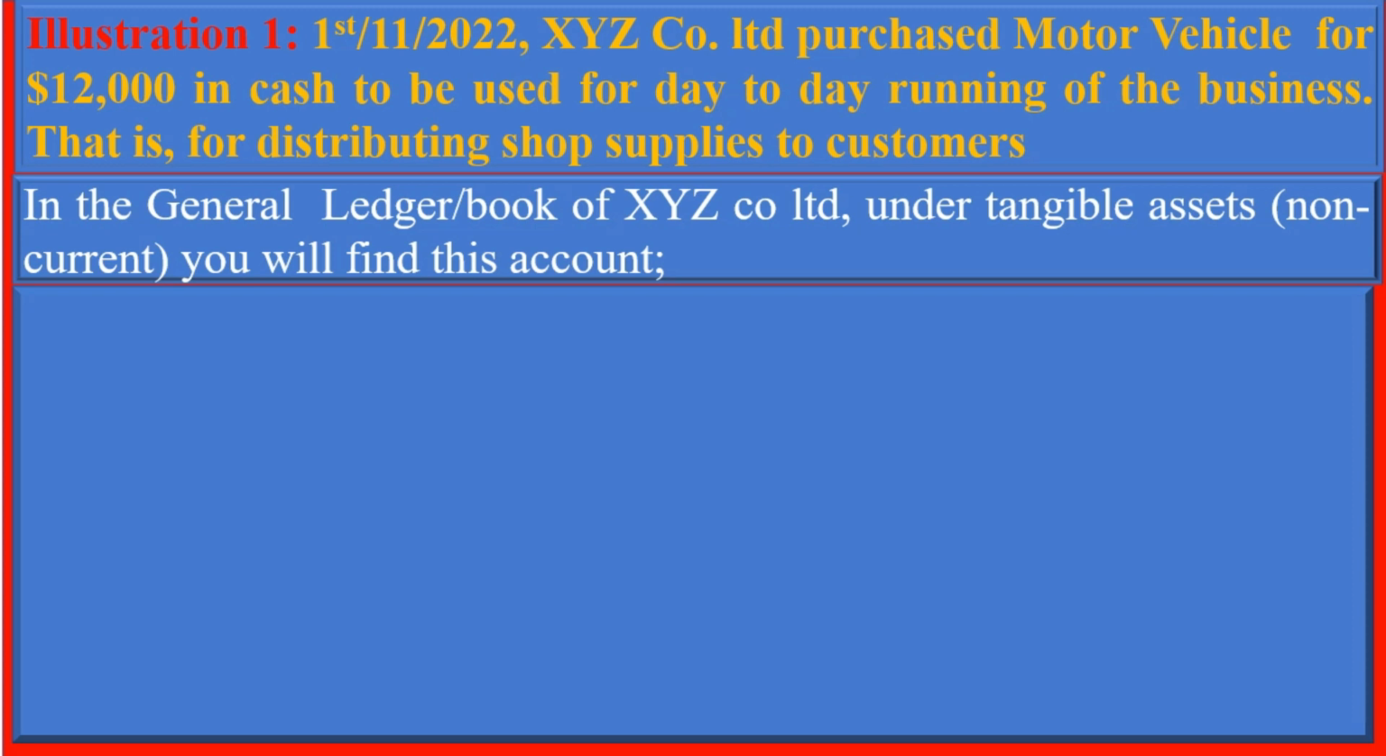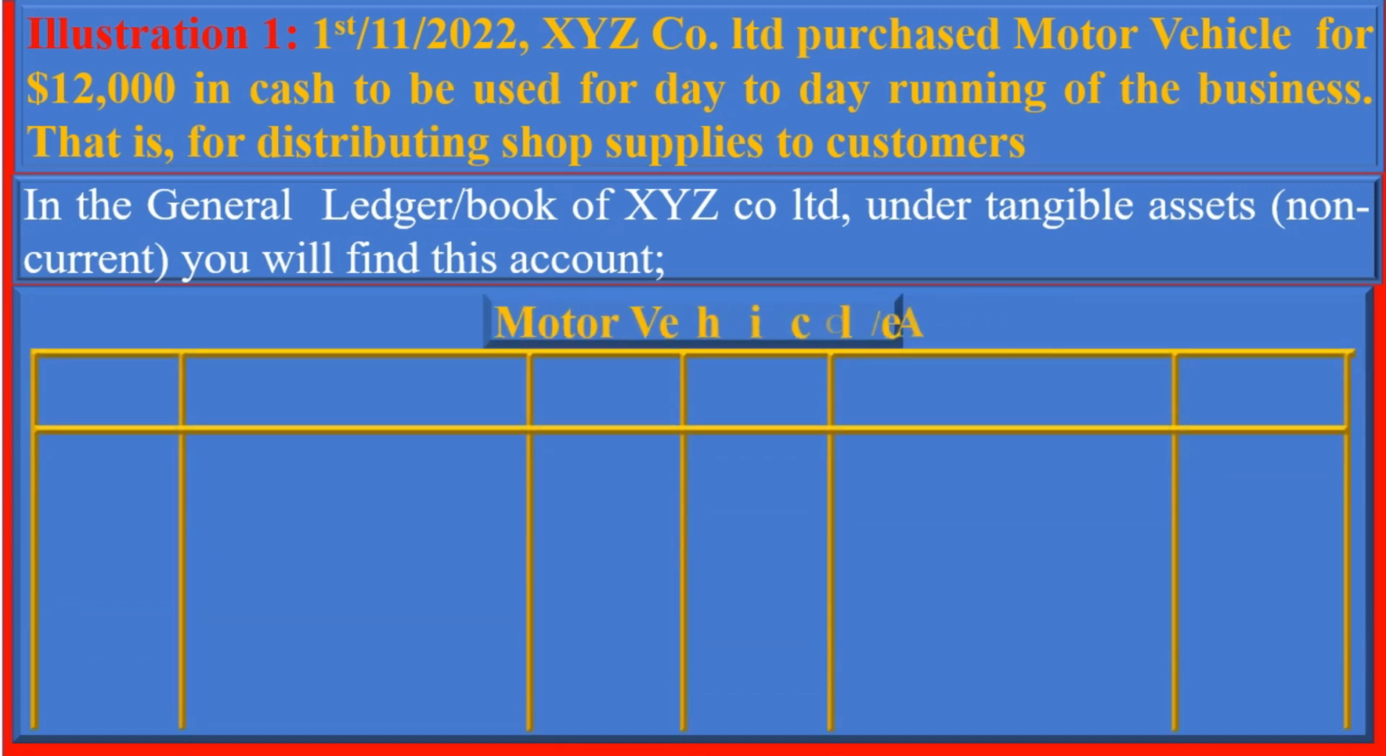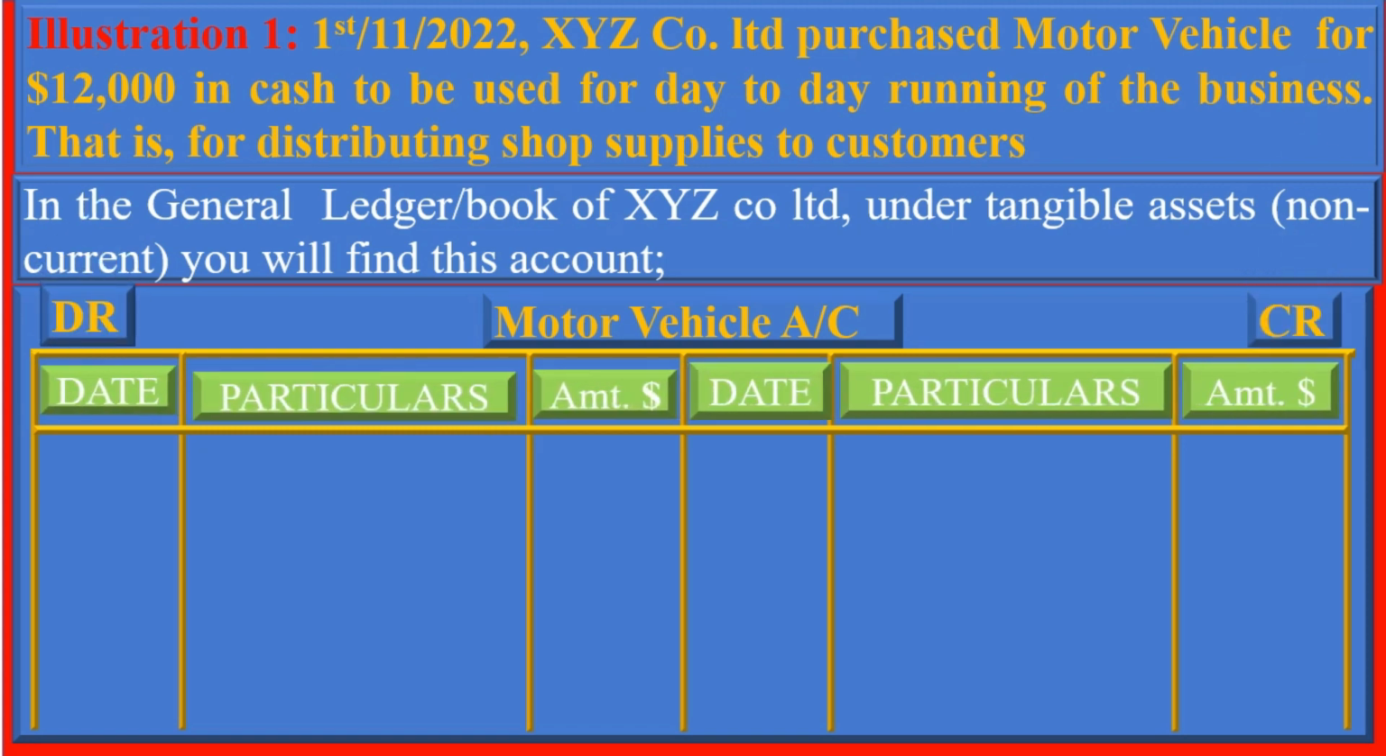So in the general ledger, that is the books of XYZ Company Limited, under tangible assets, the accounts will be presented as follows. We'll have a motor vehicle account, with the recording on the debit side: on 1st November 2022, we have cash book or cash account amounting to $12,000 recorded on the debit side. You see that?